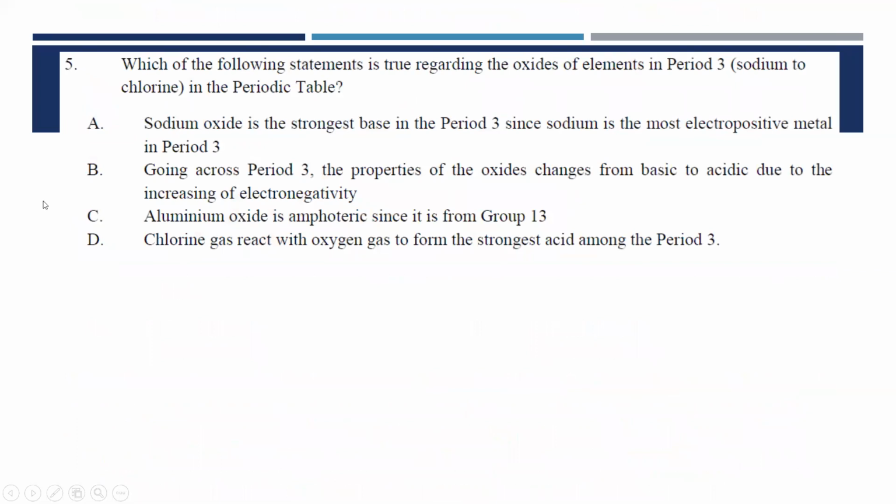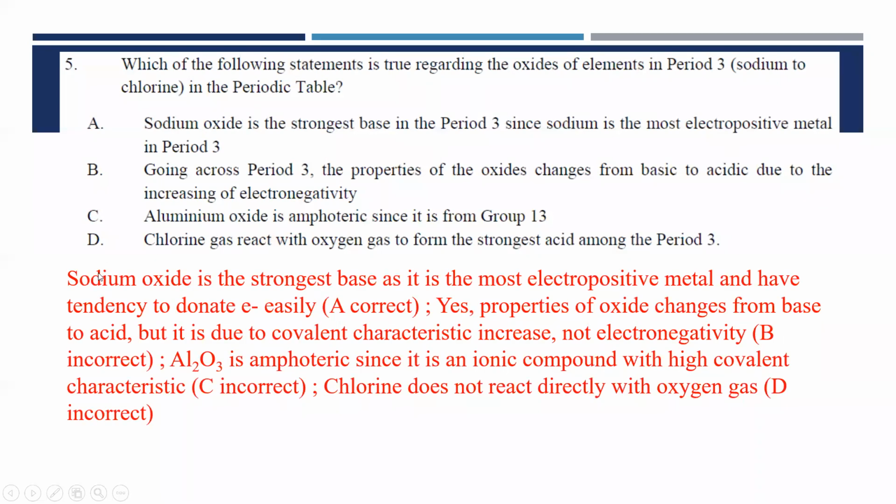Which of the following statements is true regarding the oxides of the elements in period 3 from sodium to chlorine? A. Sodium oxide is the strongest base in period 3 since sodium is the most electropositive metal, which is actually true. B. Going across period 3, the properties of the oxide change from basic to acidic due to the increase of electronegativity.